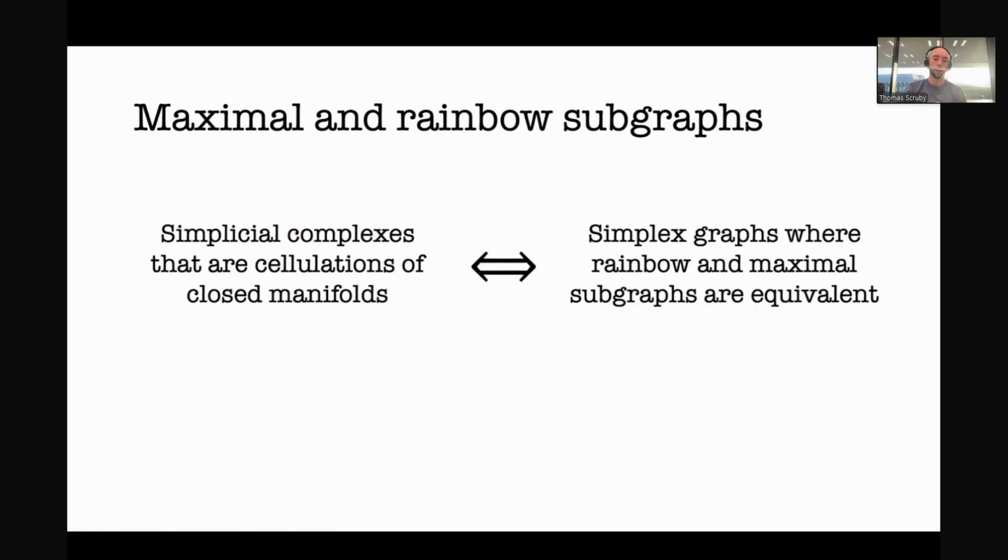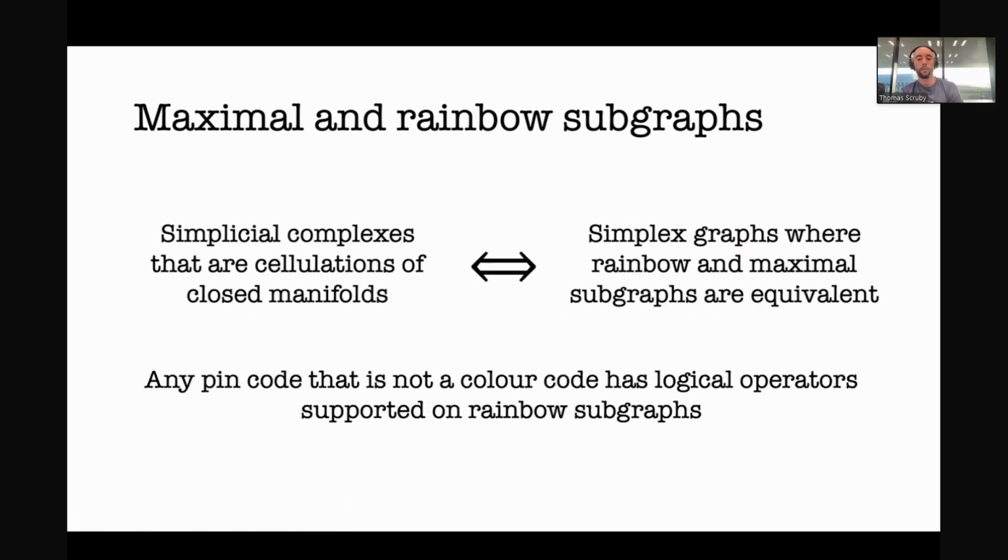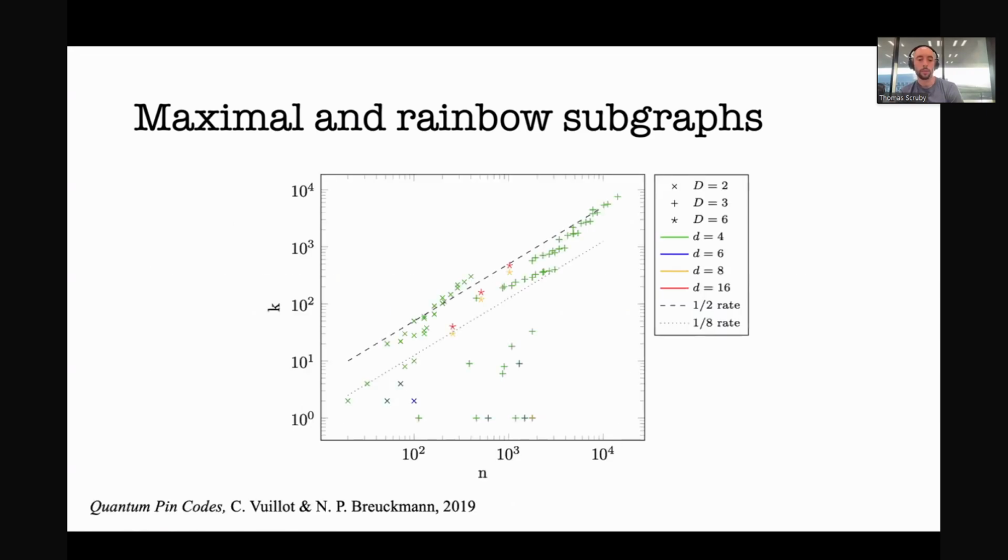And the case where all rainbow subgraphs are also maximal subgraphs is exactly the same as the case where your simplicial complex is a cellulation of a manifold. So this is coming back to what Jens was asking before. And this is exactly the case where you have a color code, right? So if I have a pin code that is not a color code, then it must have logical operators supported on these rainbow subgraphs. And this has some consequences.